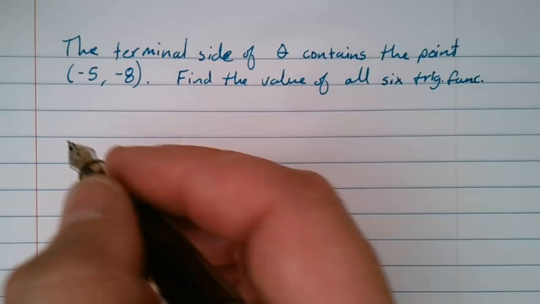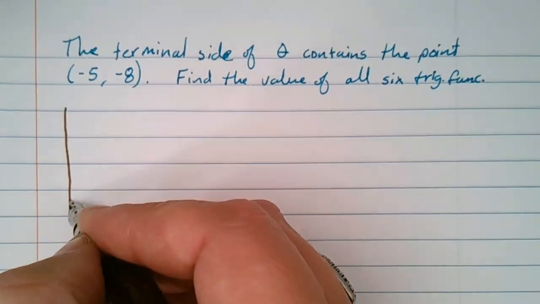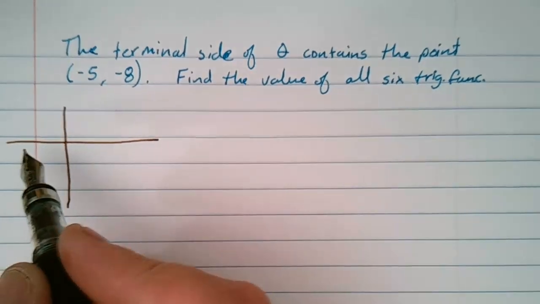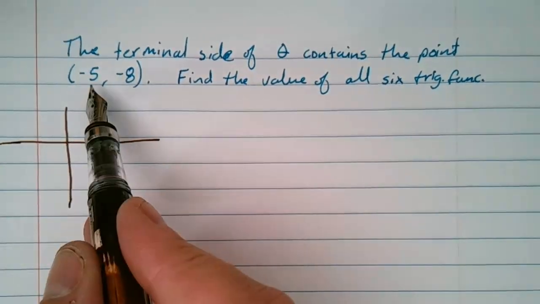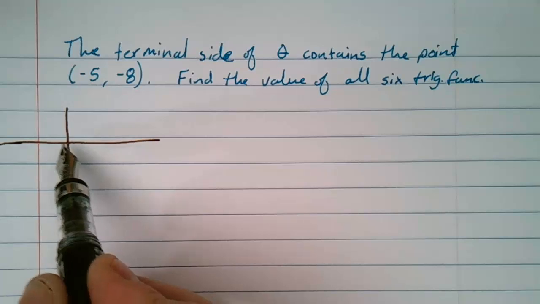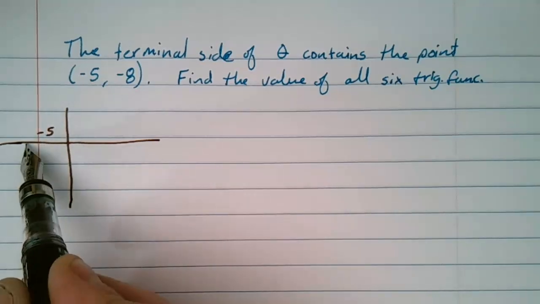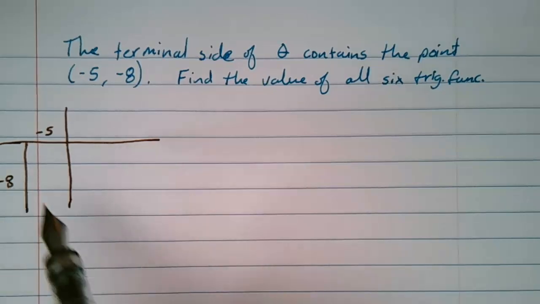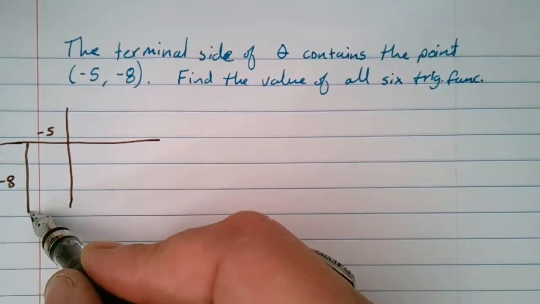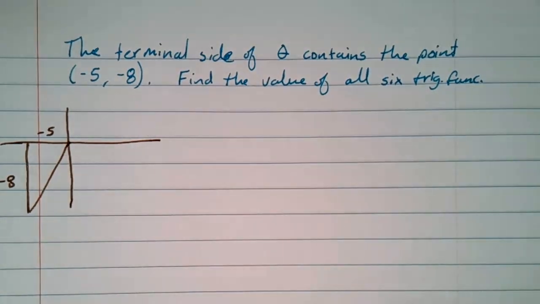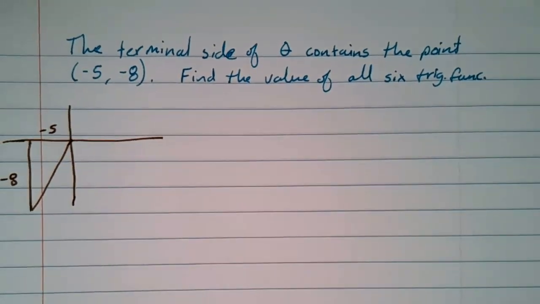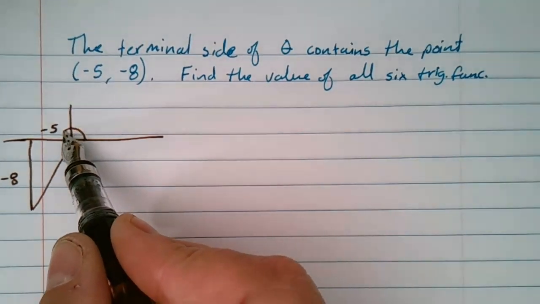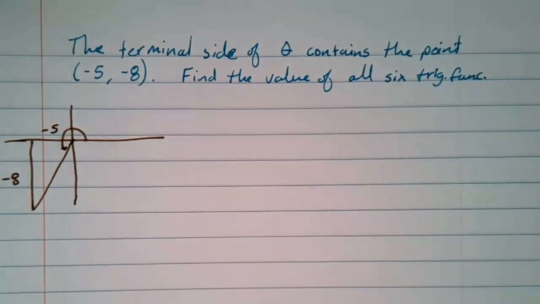So the first thing I'm going to do is draw a picture. I'm going to say, look, -5, -8 means I'm going to go over 5. I'm going to go down 8. And my triangle looks something like that. Now, in reality, theta comes from here and goes all the way over there. Okay, that's theta.